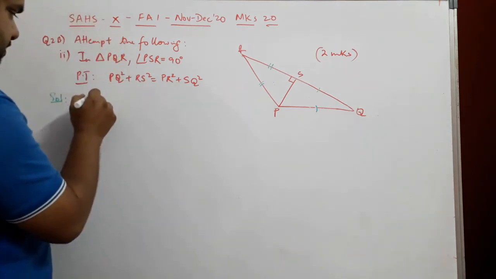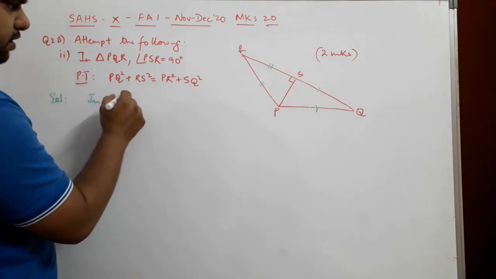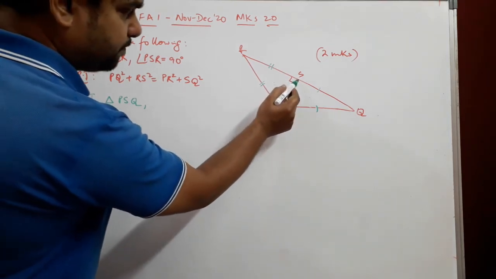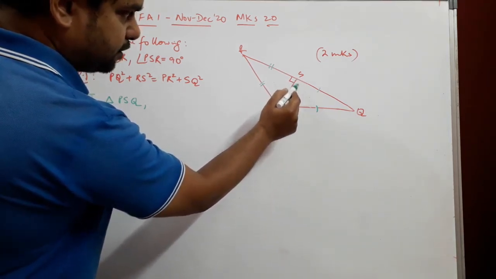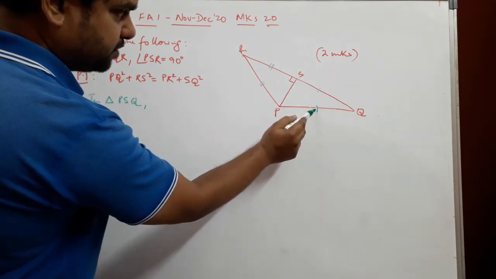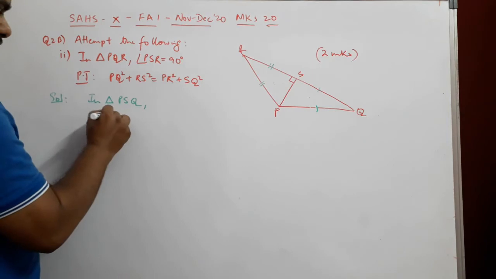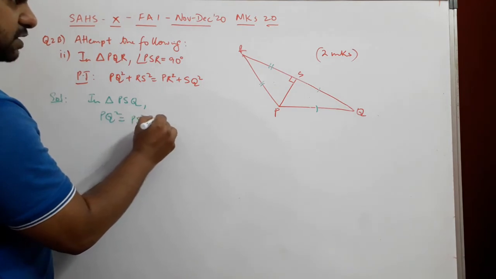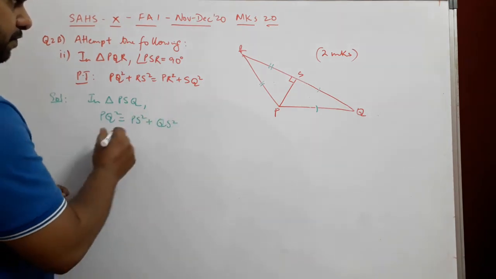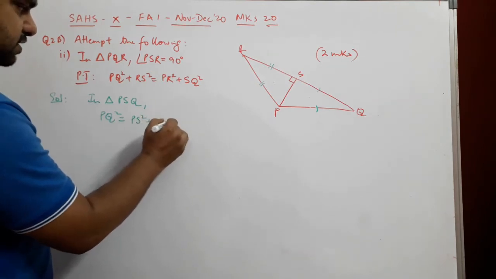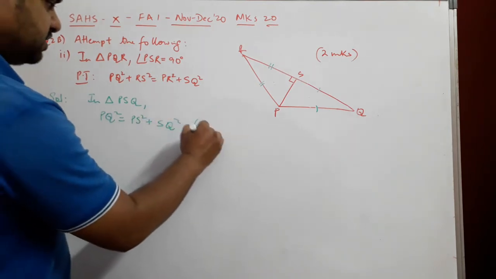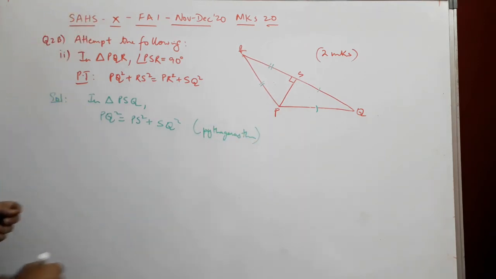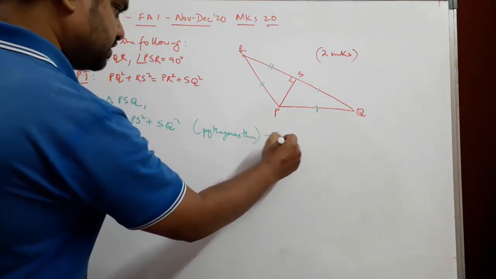And I'll begin in triangle PSQ. Since the right angle is formed right here, the side opposite to that should become the hypotenuse. That means PQ square is equal to PS square plus QS square, or rather, as we need it, SQ square, I'll put it. And this is by Pythagoras theorem. So put this as 1.